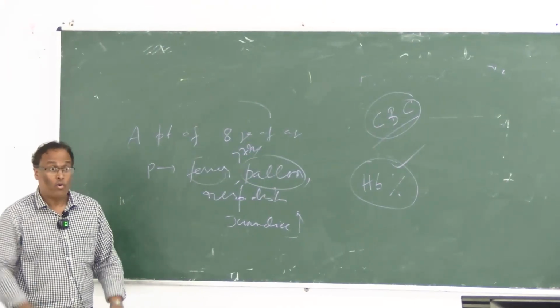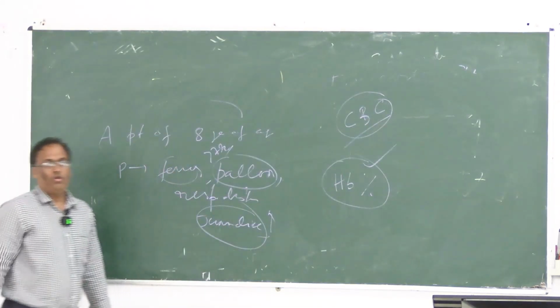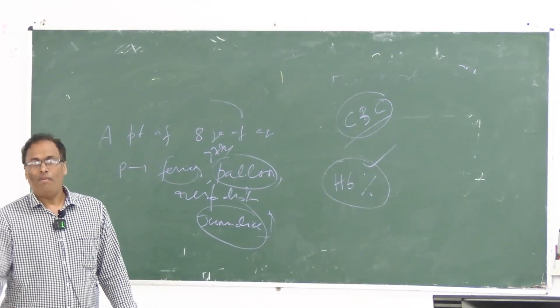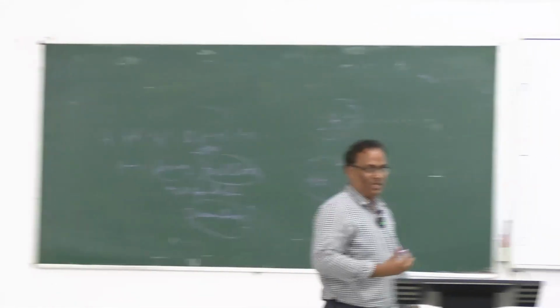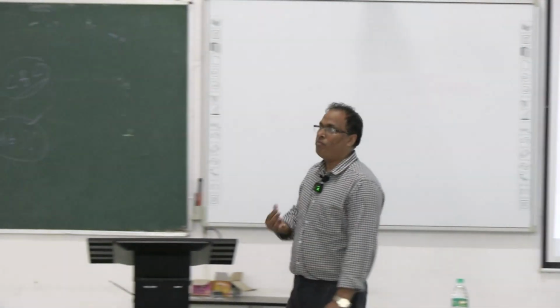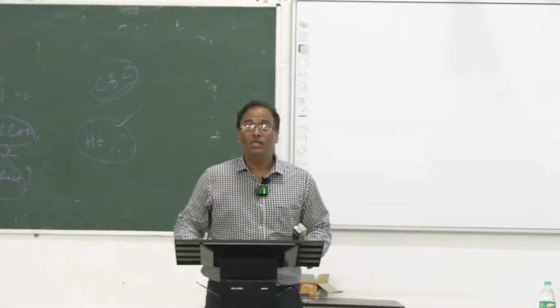What is the cause of pallor? And jaundice is there. What do you mean by jaundice? It means bilirubin level is high. How does it come? It comes from the hemolysis of the RBC. RBC's lifespan is 120 days.